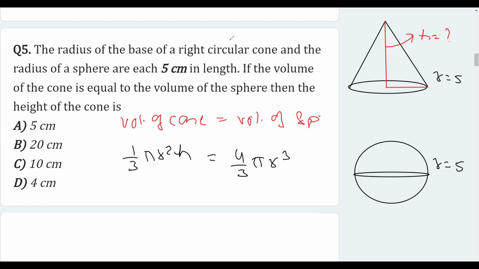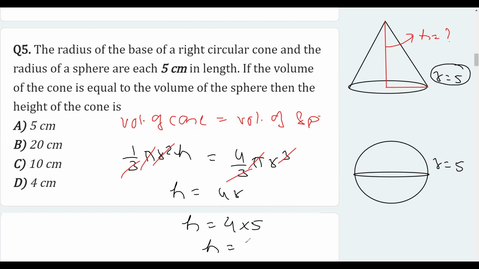Now, what you can figure out is that here 3 and 3 can be cancelled, pi and pi can be cancelled, and r square will get cancelled with r cube. So we'll be left with 1 r over here. So finally, you can say this h is equal to 4r, and replacing the r with its value, that is 5, we can get the height of this as 20. The unit should be the same, that is 20 centimeter. So the final answer for this will be option B.